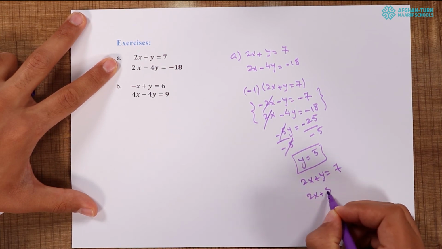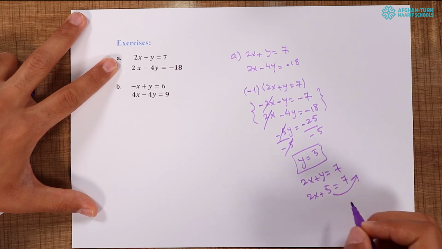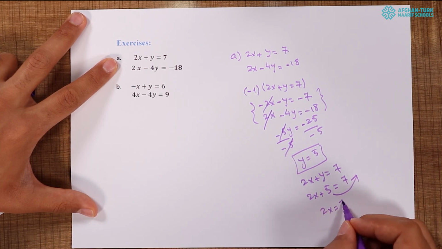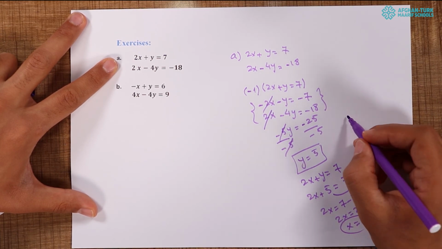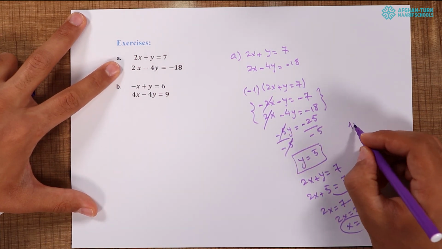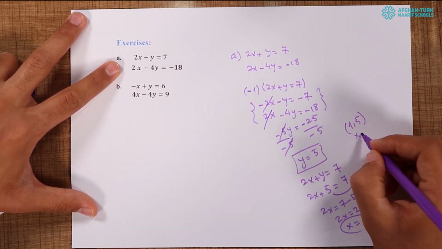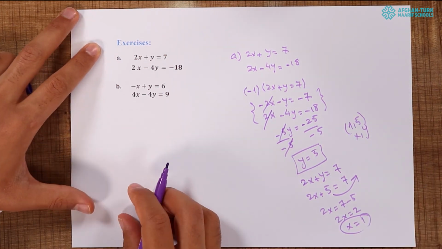2x plus 5 equals 7. We move 5 to the other side. So 2x is equal to 7 minus 5. 2x is equal to 2. X is equal to 1. So the solution of this system is 1 and 5. It means the value of x is 1, the value of y is 5. Now look at the second example.